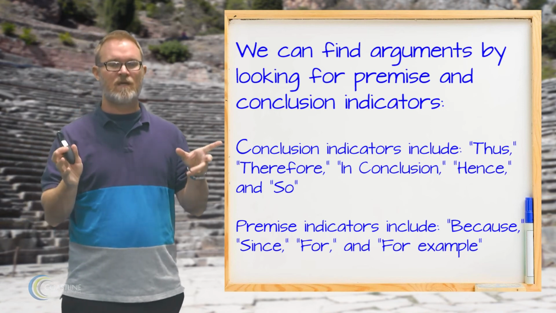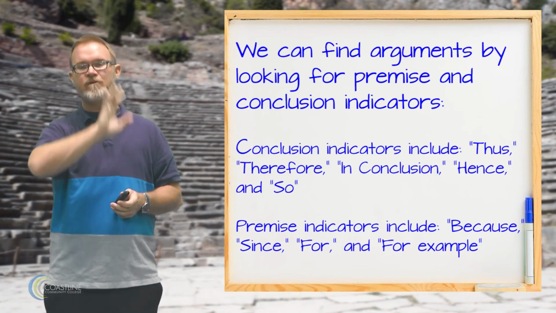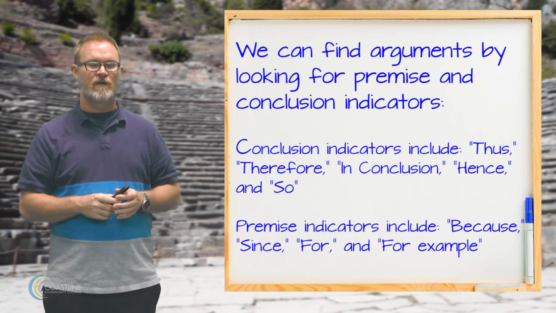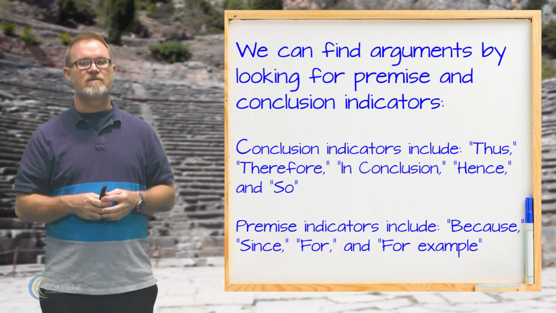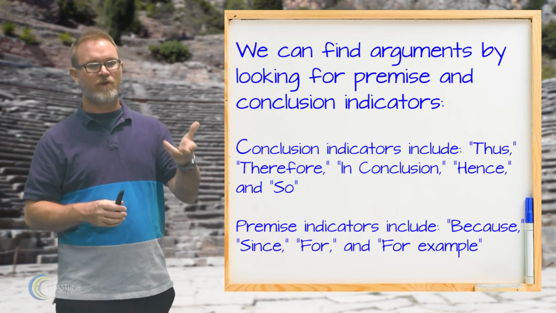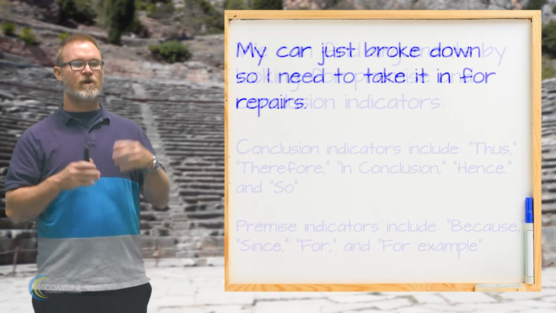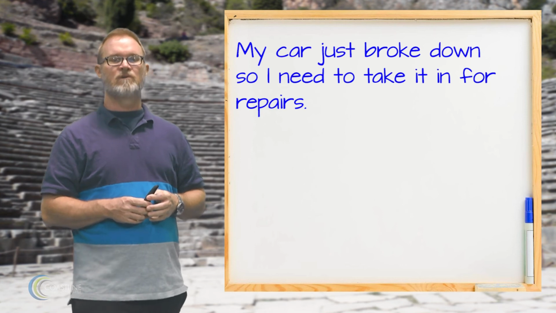A premise indicator will indicate to you that a premise is coming. Here's a reason, it will essentially say. Some famous ones are because and since. For example is a good one. So here's an example I'll give. My car just broke down, so I need to take it in for repairs.